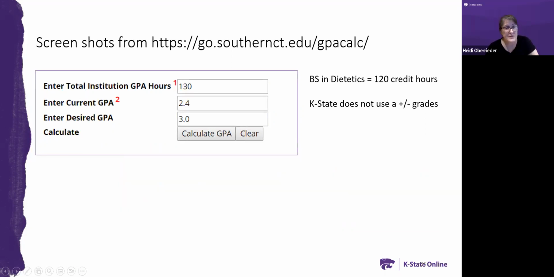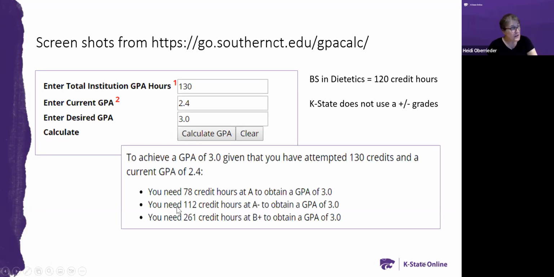So here's another example of a person. This person has 130 credit hours. So they had a whole bachelor's degree that they completed somewhere else, and they got a 2.4 overall GPA. They need to raise that to a 3.0. For that person, you can see that it takes lots of hours. Well, the bachelor's in dietetics is 120 credit hours. So you can see that for that person, they really would have to get an A minus for most of their classes to get their GPA up to that 3.0.